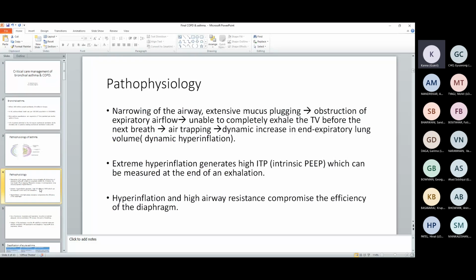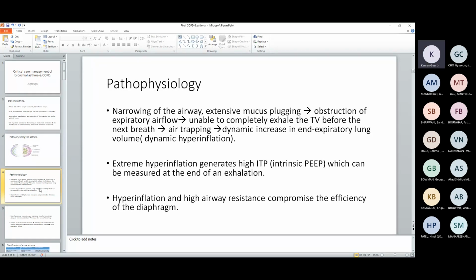So it will cause air trapping in the lungs. If it occurs progressively, then it will cause increased end-expiratory lung volume and dynamic hyperinflation of the chest. If extreme hyperinflation continues, then it will cause an increase in the intrathoracic pressure and lead to the development of intrinsic PEEP, which is normally measured at the end of expiration.